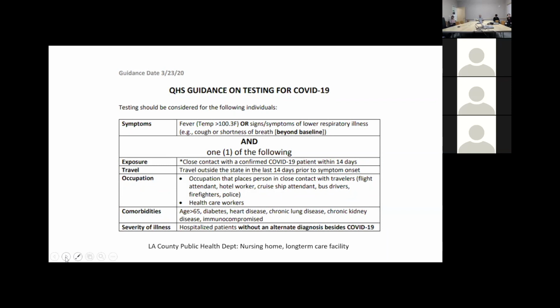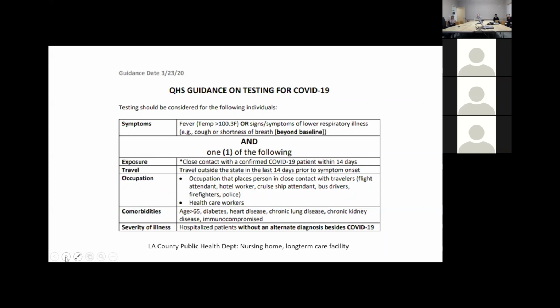And this is the current testing guideline for the Queen's Health System. We require that people have a fever or signs and symptoms, so either cough or shortness of breath, and we've recently put in beyond baseline, and they have to have one of the following other risk factors. So exposure, having close contact with a confirmed COVID patient within 14 days, and we're going to talk more about close contact and what that means. Travel outside the state in the last 14 days prior to symptom onset.